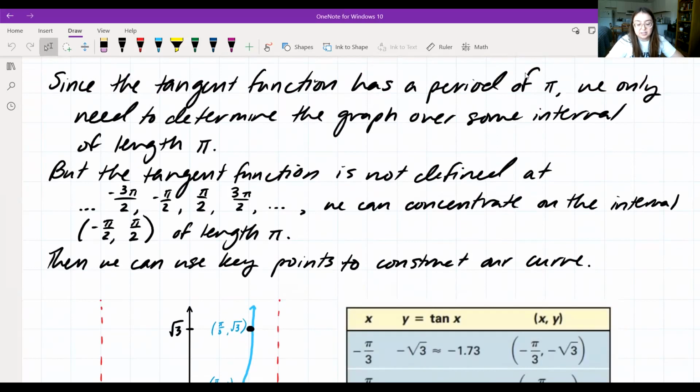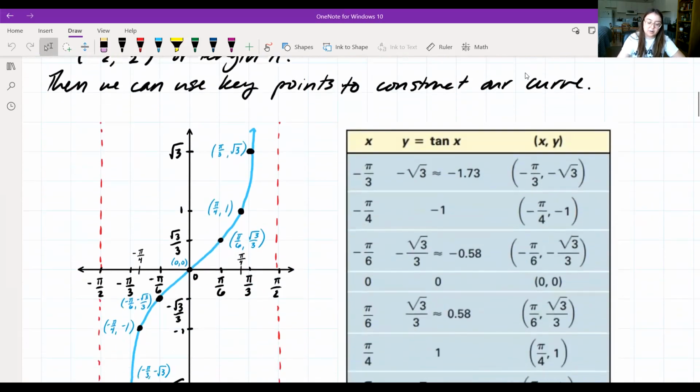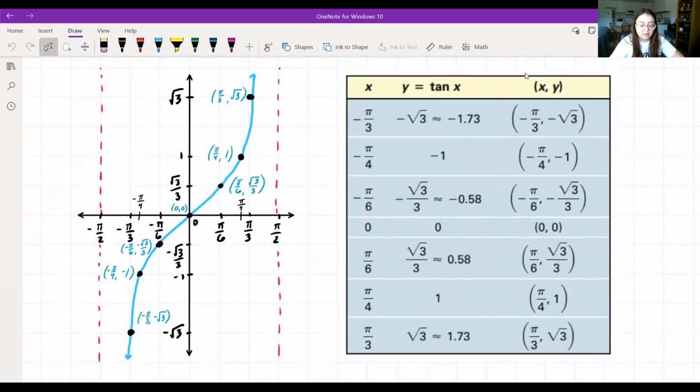But the tangent function is not defined at certain values. The tangent function itself is not defined at negative 3 pi over 2, negative pi over 2, pi over 2, 3 pi over 2, and so on. We can concentrate just on the interval negative pi over 2 to pi over 2 for length pi. Then we can use key points to construct our curve. So we have our tangent curve here. We also have our summary table with all of these same values. Once again, this is found in your book as well.